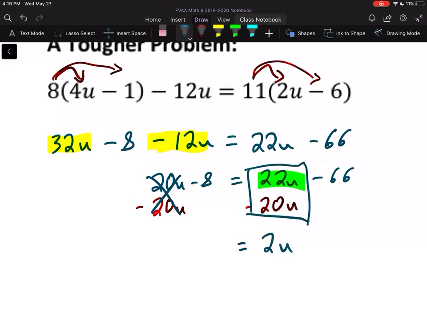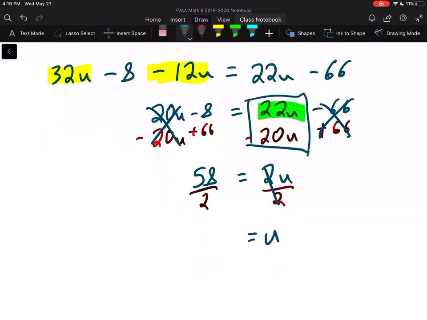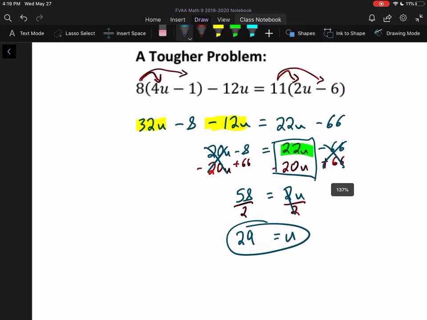Okay. That means my constant needs to be on the left-hand side. So I'm going to add 66 to both sides. And this cancels out. Negative 66 plus 66 equals 0. Negative 8 plus 66 is 58. And then divide both sides by 2 to isolate the u variable. u is equal to, what is that, 29? All right, and that is your final answer.